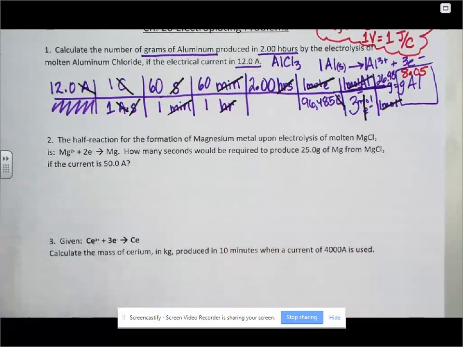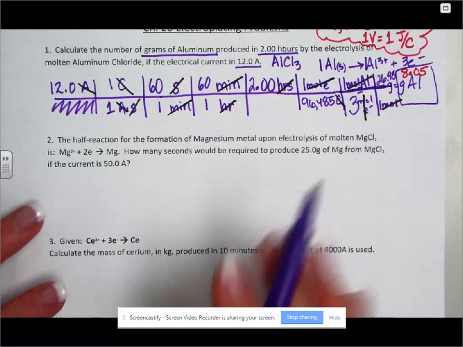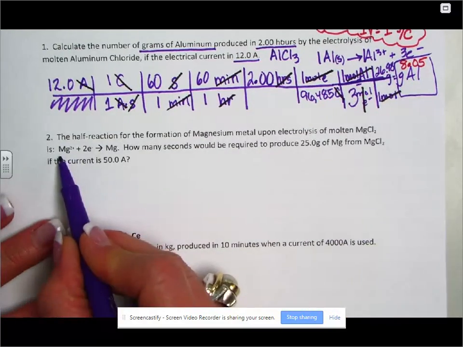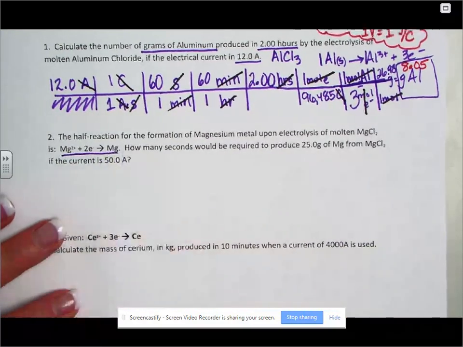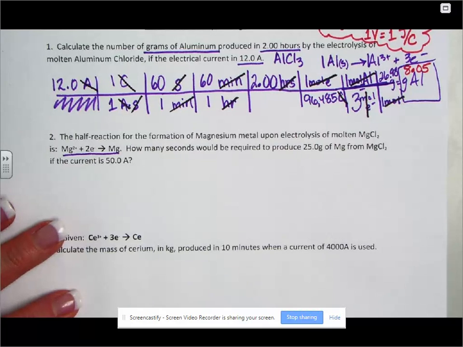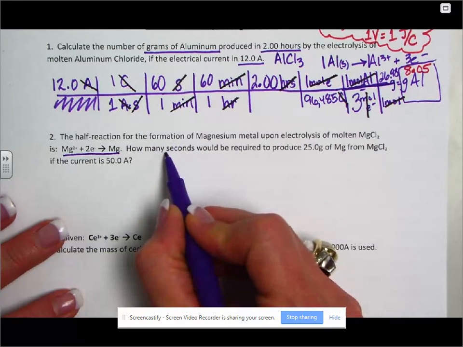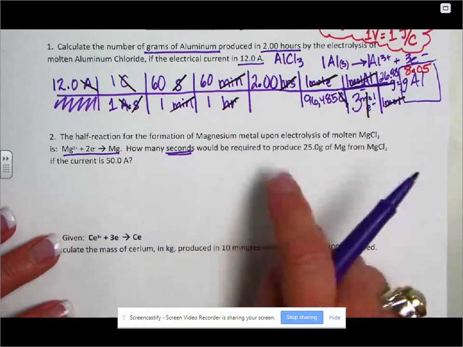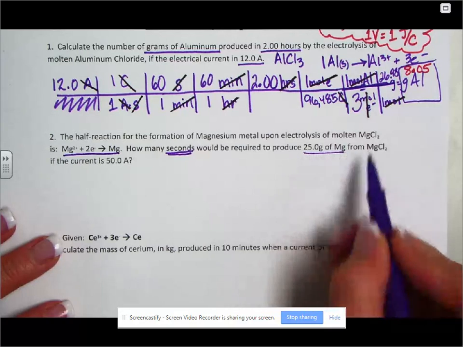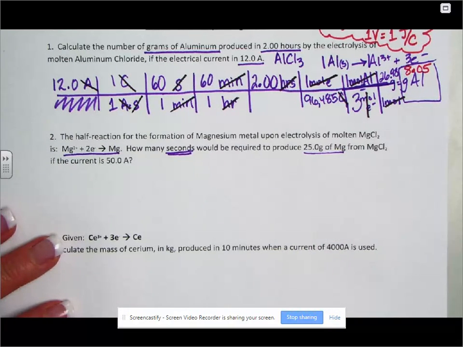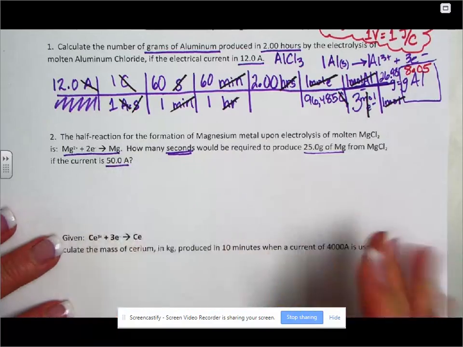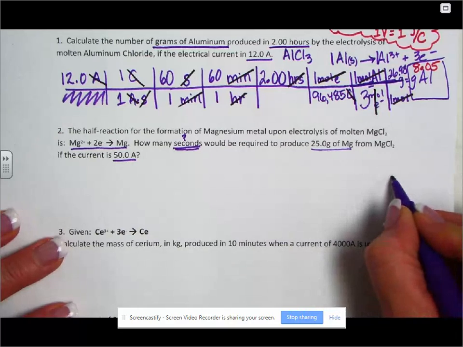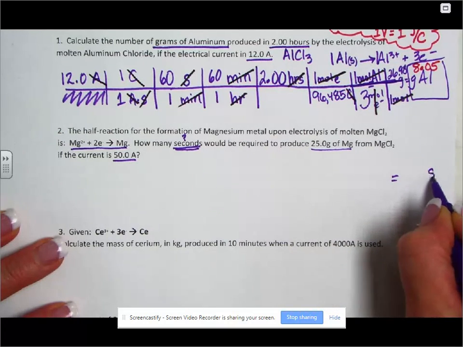For example 2, it says the half reaction for the formation of magnesium metal upon electrolysis of molten magnesium chloride is Mg2+ plus 2 electrons yields magnesium. So they've already given us the reaction here. It wants to know how many seconds. This is what we're looking for, so we're looking for a time. How many seconds will be required to produce 25 grams of the magnesium from the magnesium chloride if the current is 50 amps? Okay, so we're looking for seconds. That's our question mark. So in the end of the problem, we're going to be finding seconds.